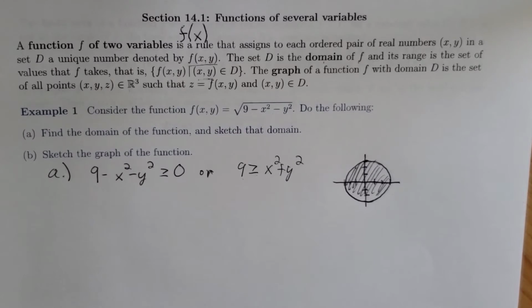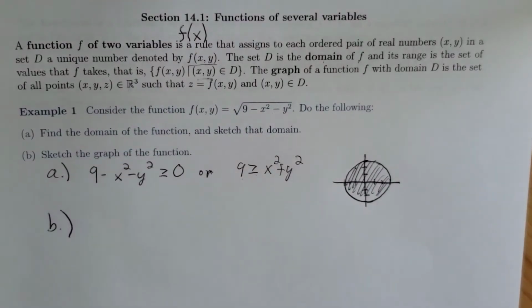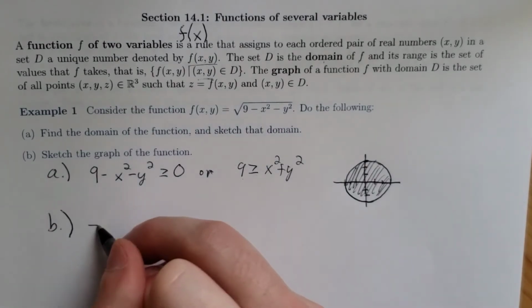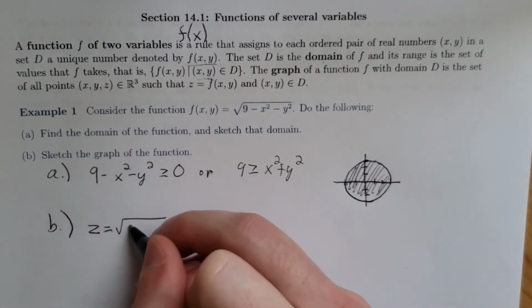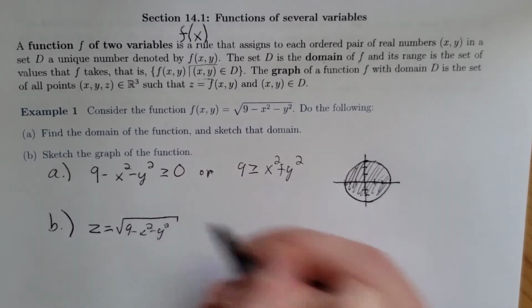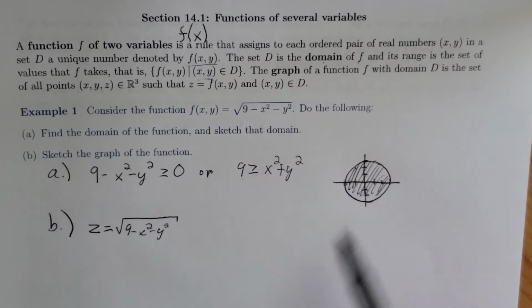In a function of one variable, our domain is some subset of the real line. Here, the domain is going to be some subset of the real plane, so a two-dimensional subset. All right, now let's try to sketch the graph of the function. We can think of this as z equals the square root of 9 minus x squared minus y squared, where our domain is everything inside that circle of radius 3.